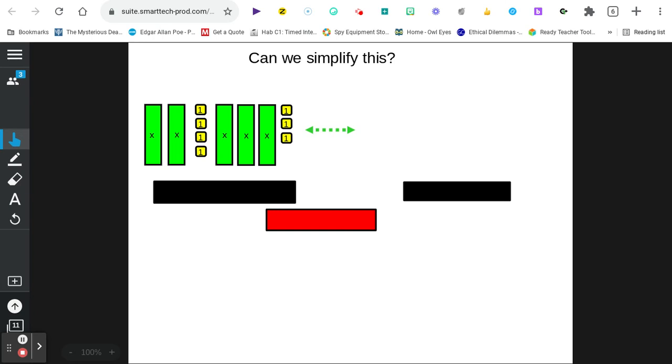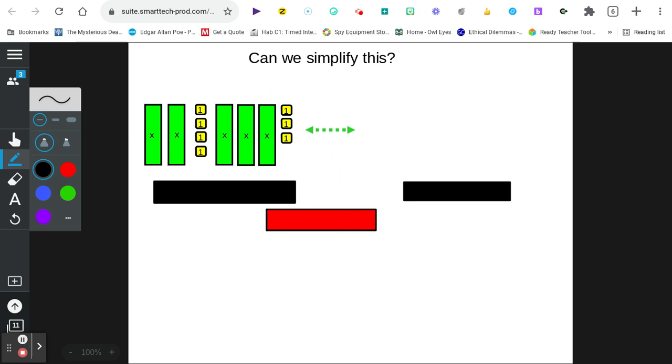I'm going to pick back up on slide 11. I'm going to take a look at these. These are called algebra tiles. The green ones are algebra tiles. The little yellow ones stand for just the number 1. So what we're going to do is write some algebraic expressions to combine these, okay?